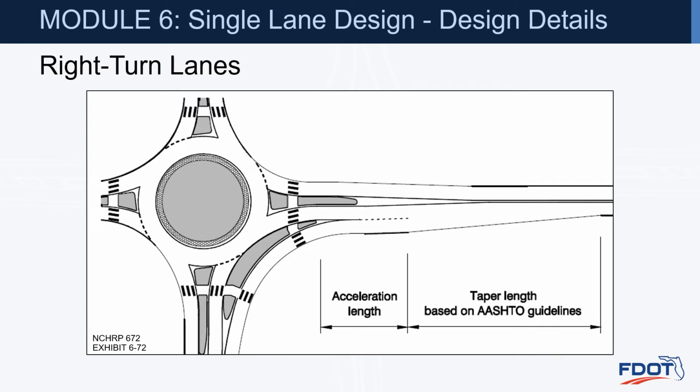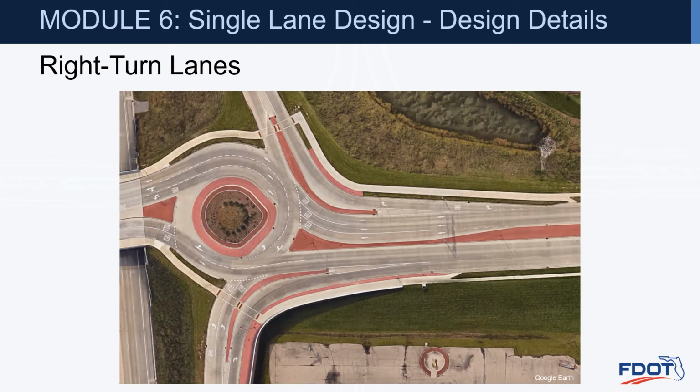Here's an example of a free flow right turn bypass lane. So they totally bypass the roundabout altogether and there's no yielding. There's an acceleration distance that you'll need to have them running parallel, followed by a taper back into that single lane. This picture shows free flow right turn bypass lanes.